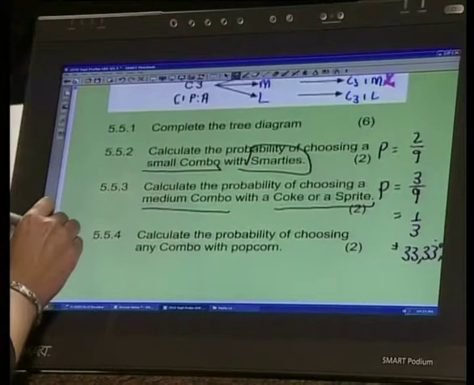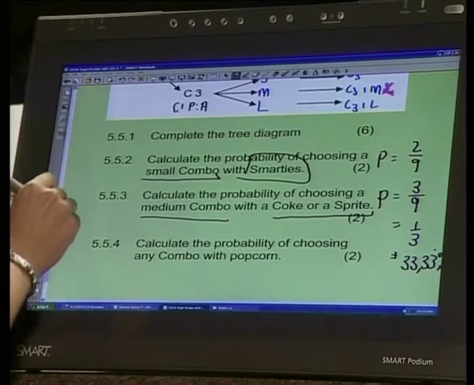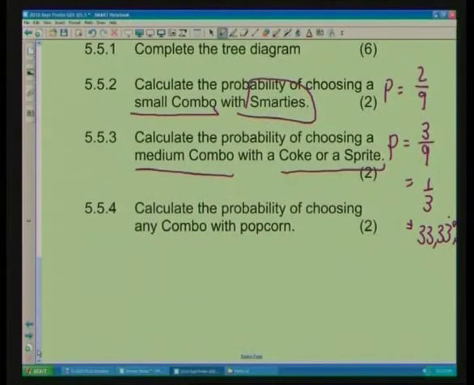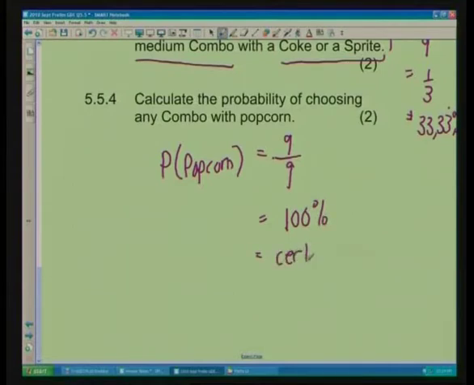Okay, and then the very last question, calculate the probability of choosing any combo with popcorn. Now, nice question, because all the combos come with popcorn, which means that out of the 9 combinations, how many of them come with popcorn? All of them do. So all 9 out of 9 come with popcorn. So the probability of it coming with popcorn is 9 out of 9. As a percentage, that would be 100%. In other words, you're certain to get a combination that's going to give you popcorn.